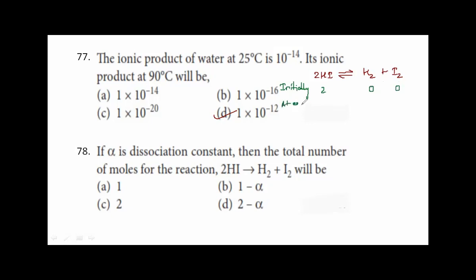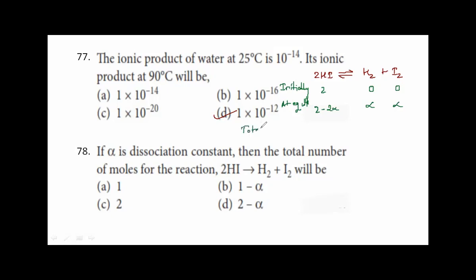At equilibrium, alpha has got converted, correct? So alpha, here how much will it be? 2 minus 2 alpha, correct? If this is C minus C alpha, we get it like that.